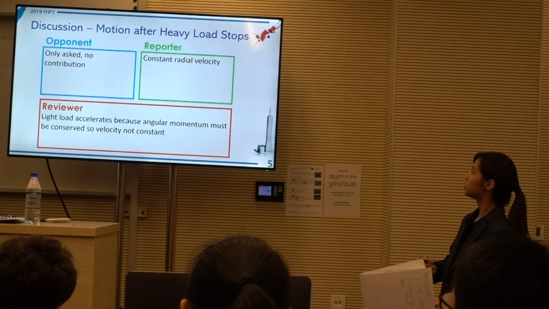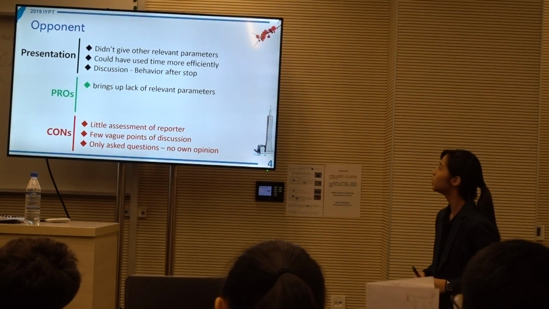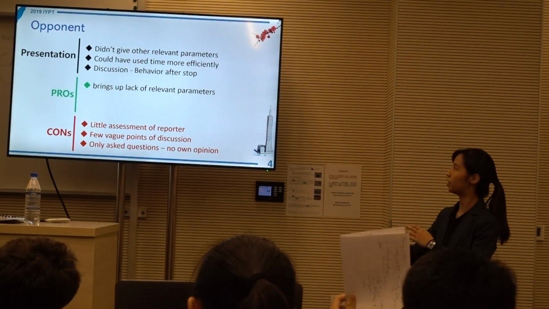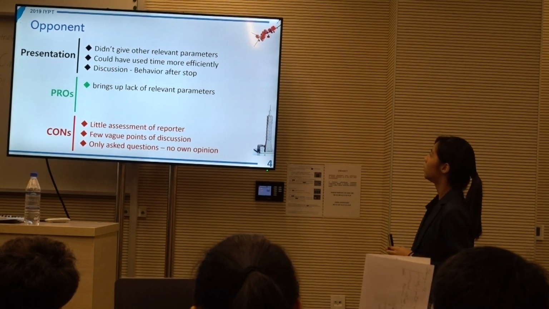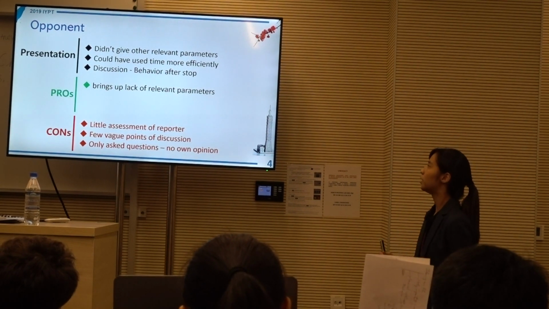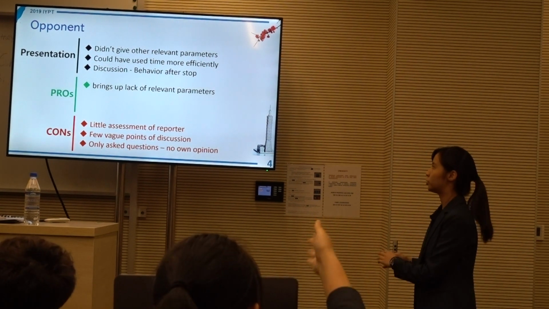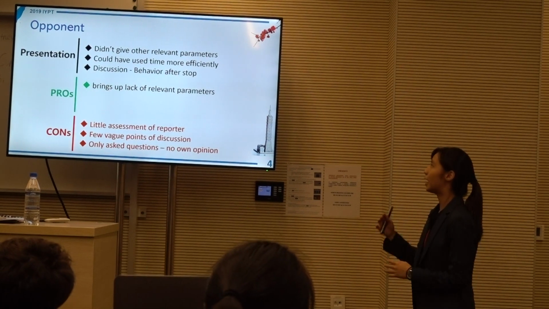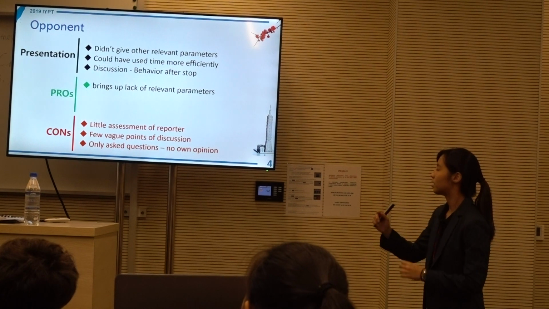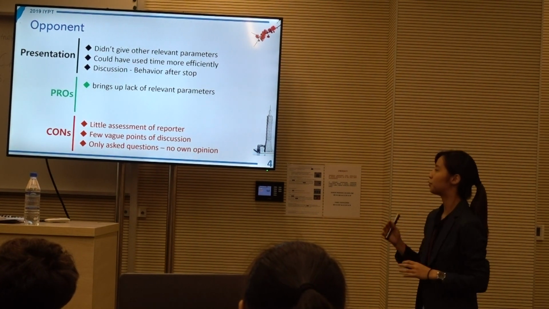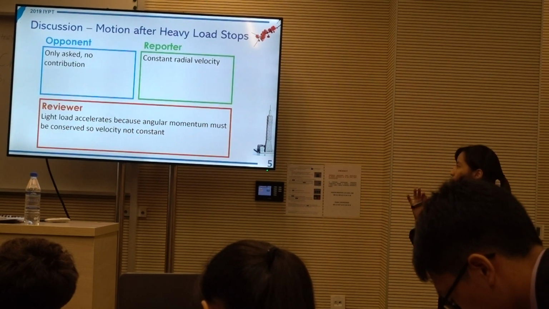And here are the opponent's pros and cons. The pros: the opponent did a good job bringing up the lack of relevant parameters in the reporter's work. The cons: in the presentation, he didn't give other relevant parameters to be discussed, and he could have used discussion time more efficiently. He also gave little assessment of the reporter, few values and few blocking points of discussion, and only asked questions.